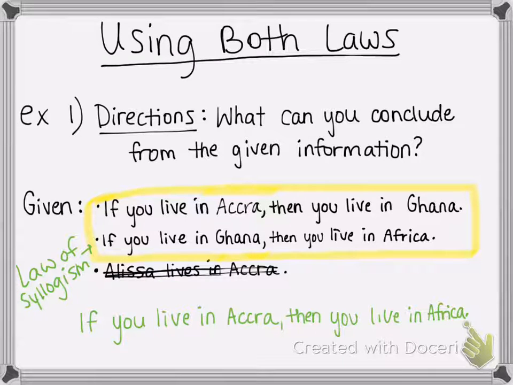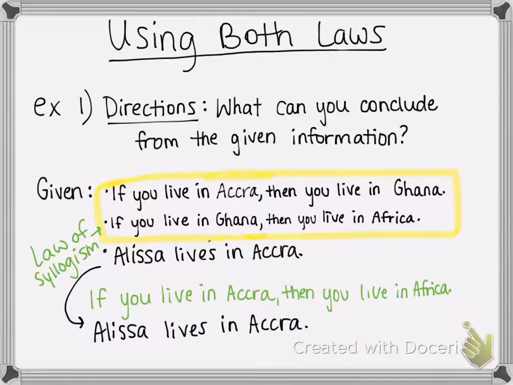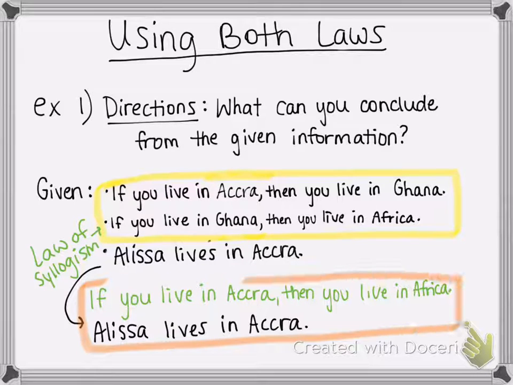Okay, so now that we've broken those 2 statements down into one, we're going to bring down our third statement. So that yellow square is now one sentence that says, if you live in Accra, then you live in Africa. So now we brought down Alyssa lives in Accra. If you notice for this second one down here, we have an if-then statement and then just a normal statement. So to make a conclusion here, we need to use the law of detachment.